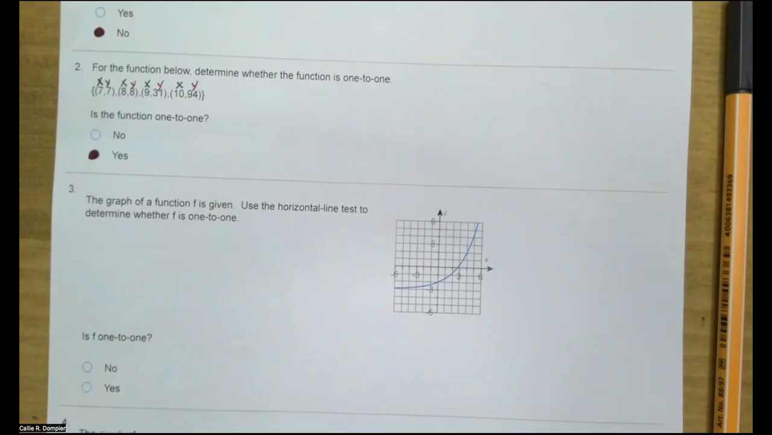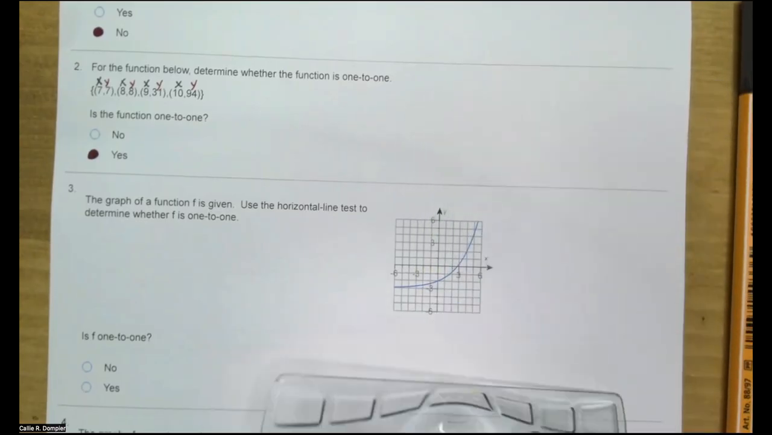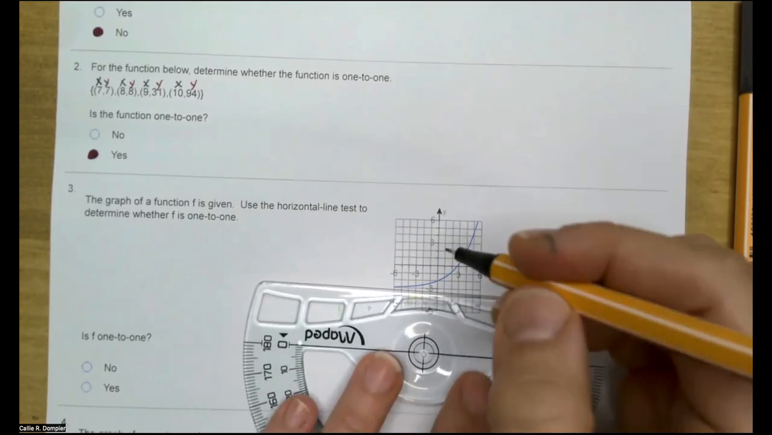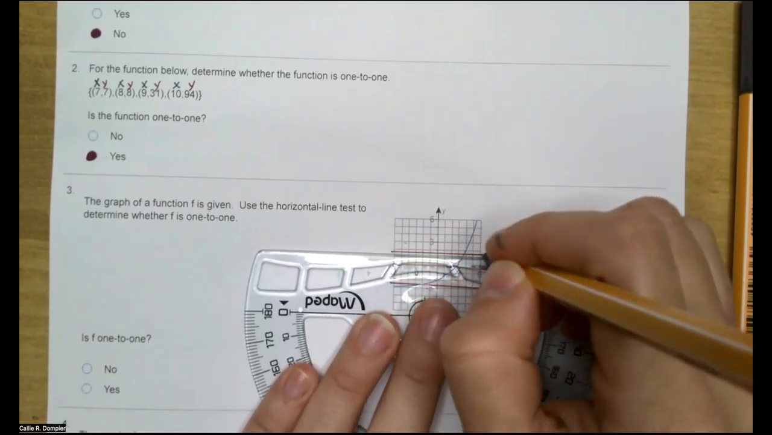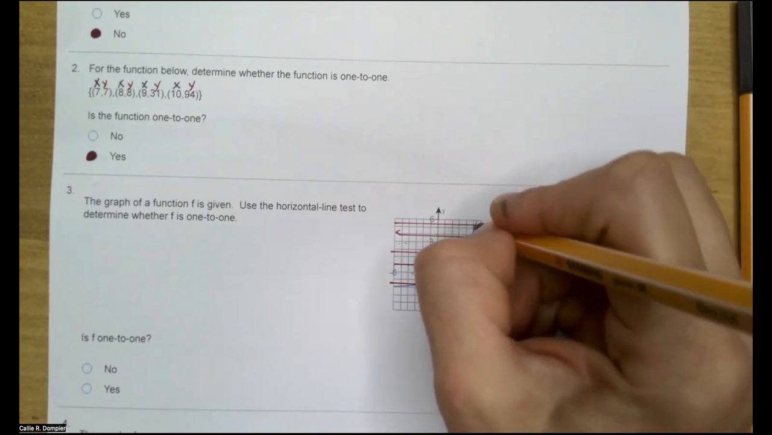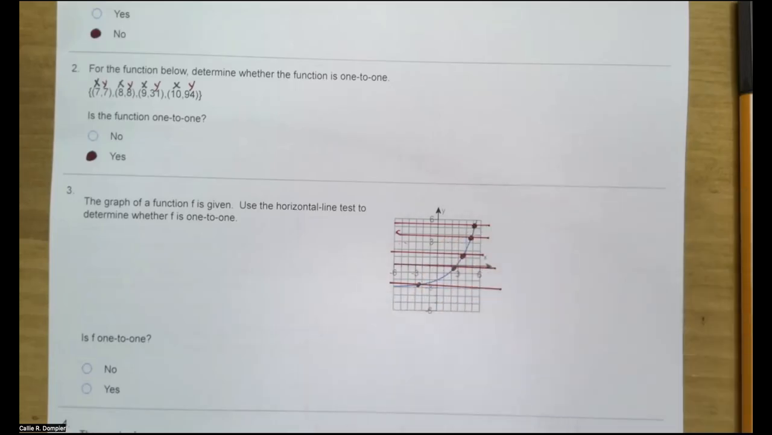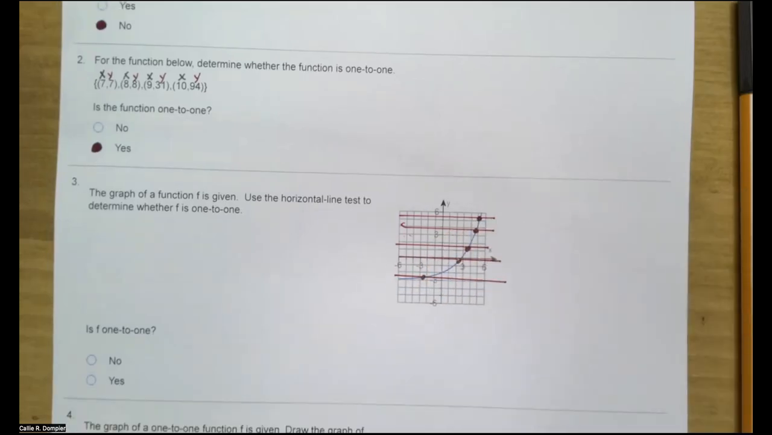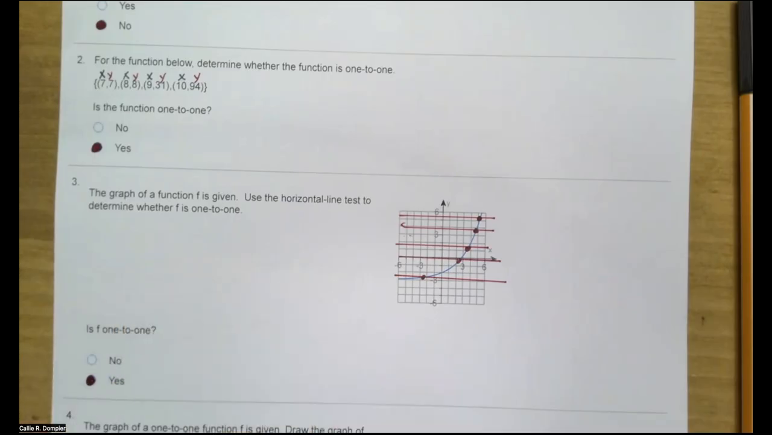Number 3 says the graph of a function is given. Use the horizontal line test to determine whether f is one-to-one. So remember a few chapters ago we did the vertical line test. This one is the horizontal line test, but the test is the same. You just make sure that wherever I draw a horizontal line on the graph, that line should only cross the function one time. And that is true here. It crosses exactly one time for each horizontal line. So is it one-to-one? We can say yes, because we tested it using the horizontal line test.